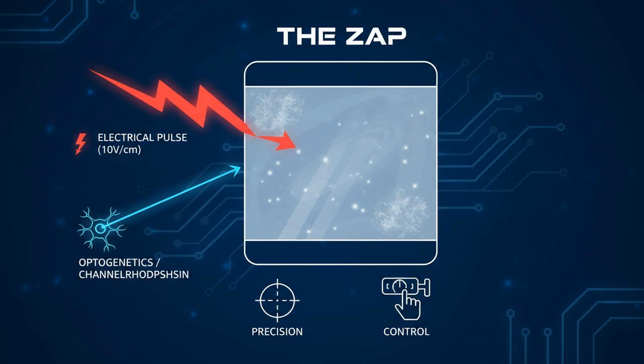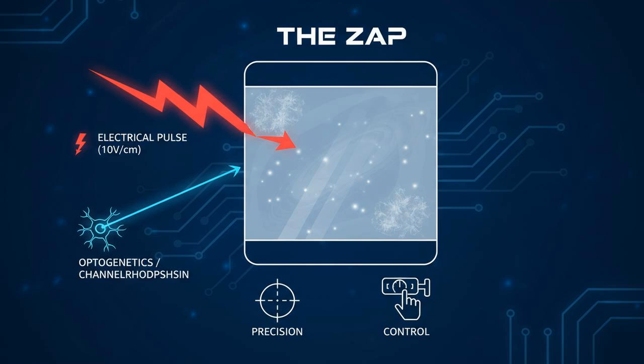The core innovation is the ability to trigger a neuron to fire exactly when you want it to. A custom-built field stimulation device is inserted directly into the freezing chamber. It delivers a precise 1 millisecond electrical pulse, typically 10 volts per centimeter, to the tissue. This mimics the natural action potential of a neuron, causing all chemically excitable synapses to fire simultaneously.